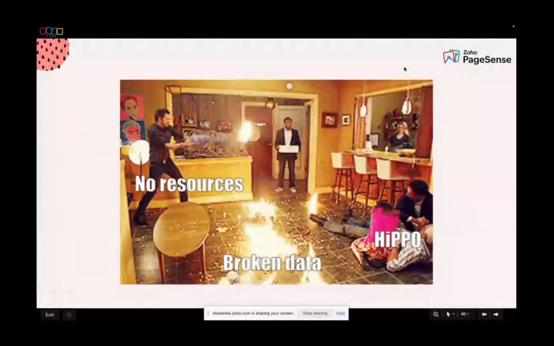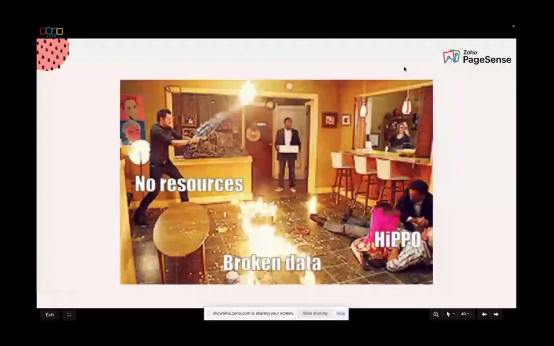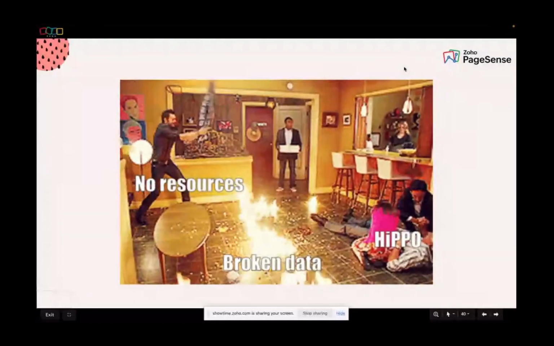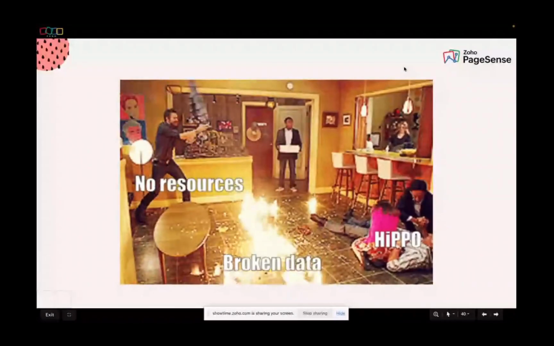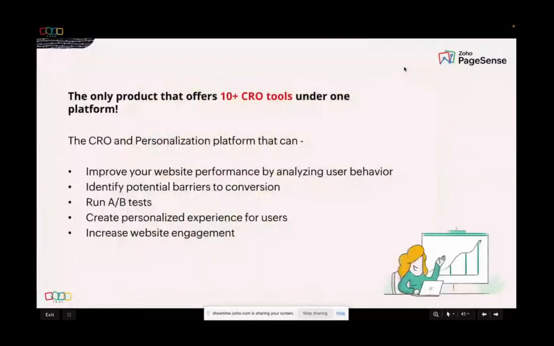Your second encounter would be with the hippo, that is the highest paid person's opinion, who strongly believes in gut feelings over data. And the third one would be the lack of resources, especially if you're on a tight budget. And if you're already bearing the price tag of multiple CRO tools, which at the end is nothing but a leaky pipe. So now here's how Zoho PageSense can be your ultimate ally.